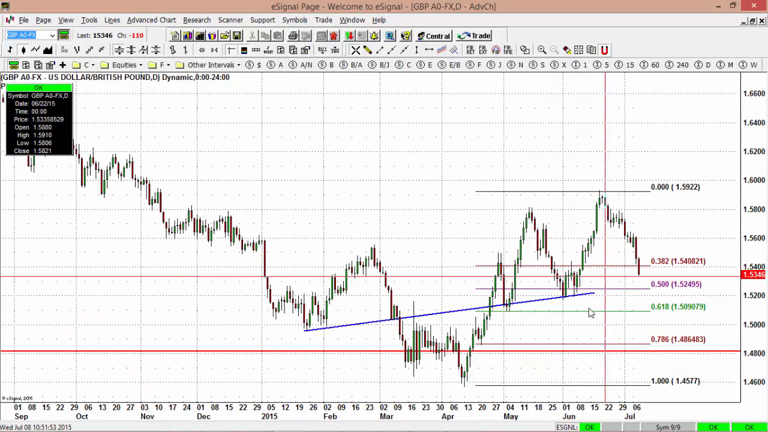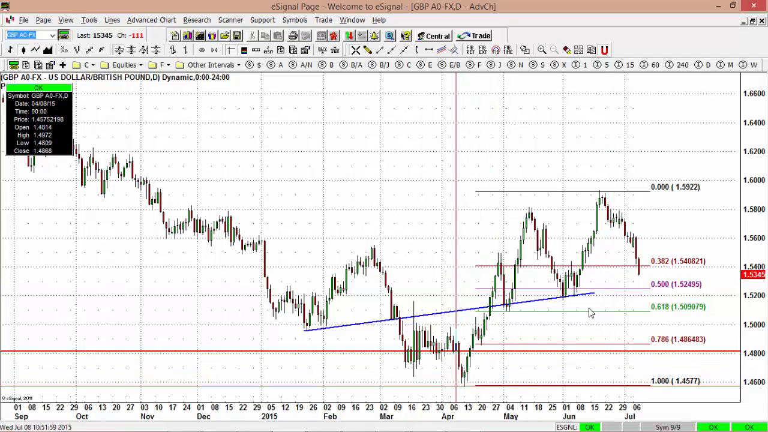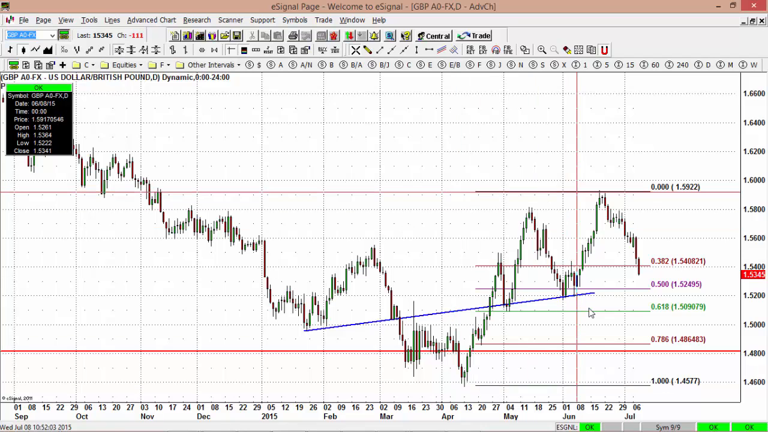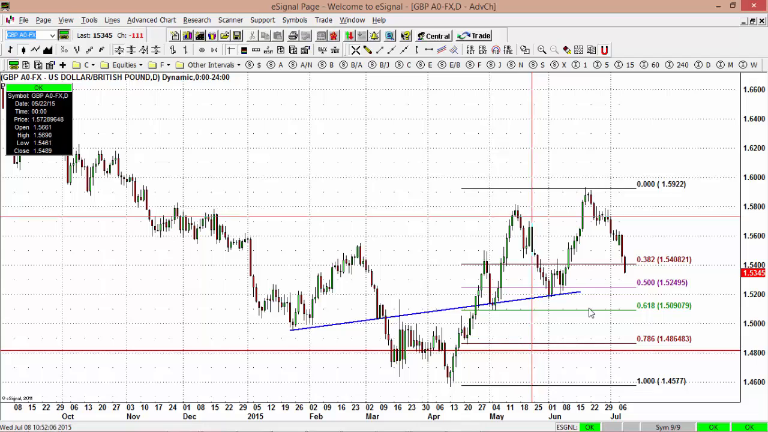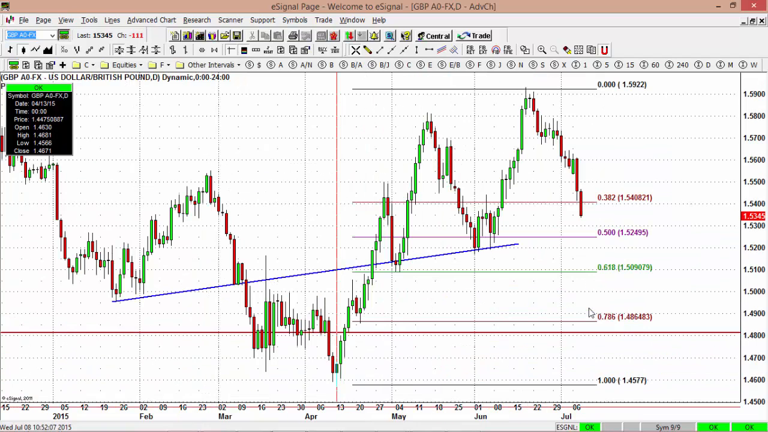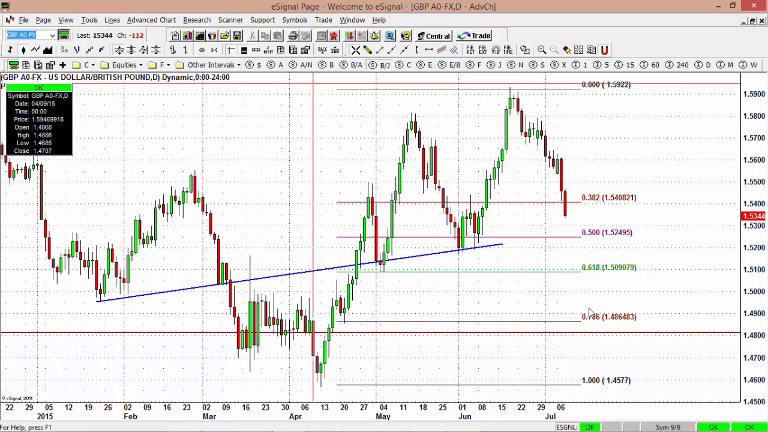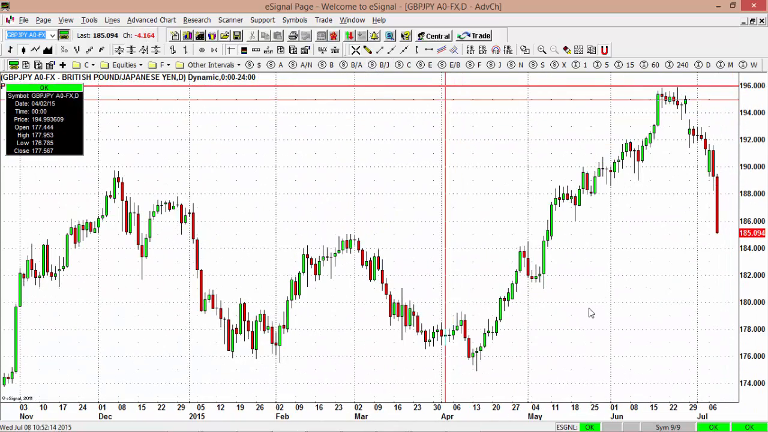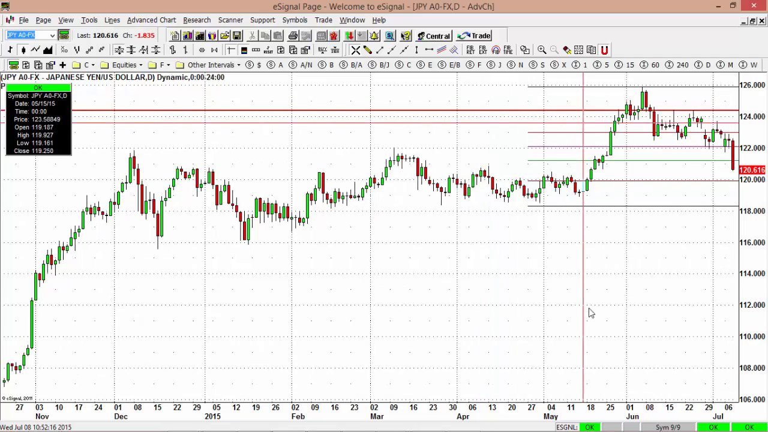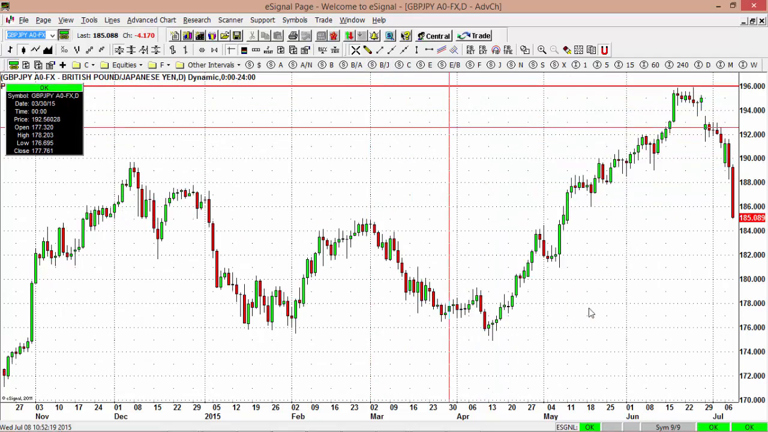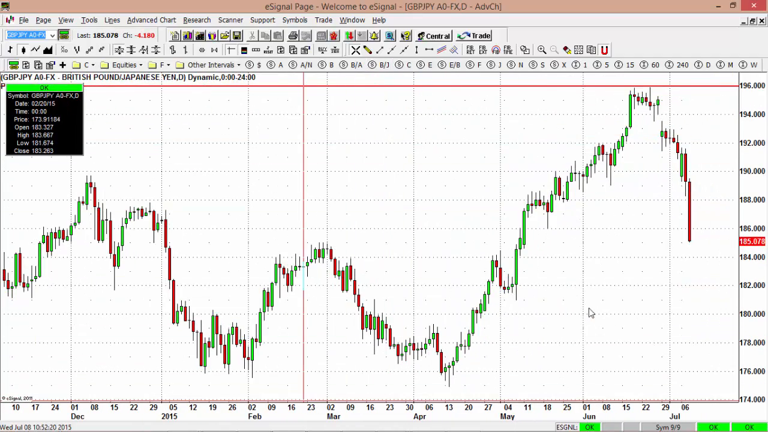We're not quite there yet. It's at 152.49 and we're at 153.45. The 50% retracement level of the move from 146 up to 159.22. And because the British pound is down against the US dollar, we see that it's also down huge against the Japanese yen, because the Japanese yen is up and the British pound Japanese yen is down huge.